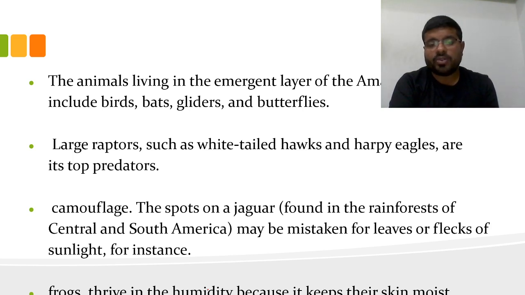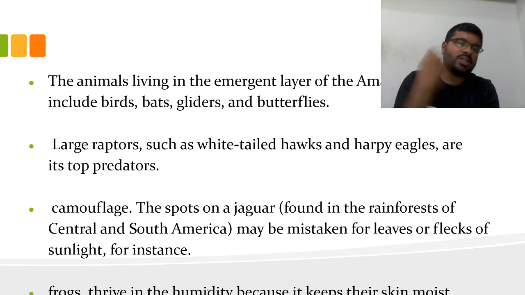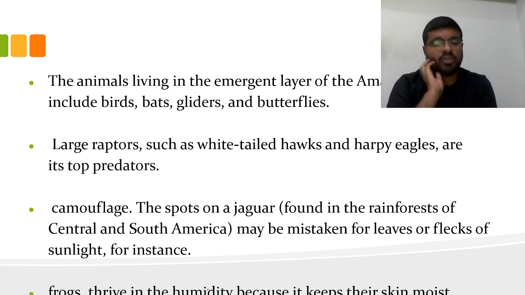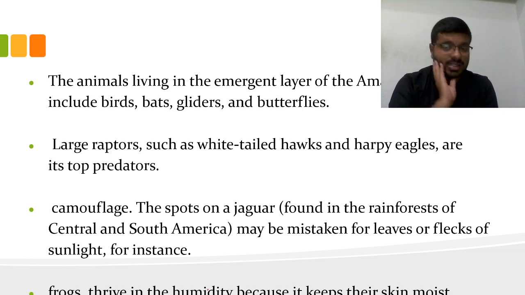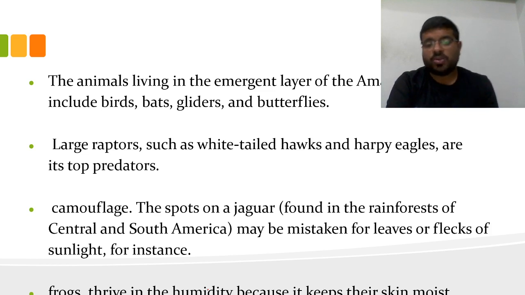One of the camouflaged animals you find is the jaguar, which is found in the rainforests of Central and South America. These spots may be mistaken for leaves or flecks of sunlight, because the spots you find on this animal are adapted to the surroundings of plants or trees. That's why the spots on a jaguar may be mistaken for leaves or flecks of sunlight.